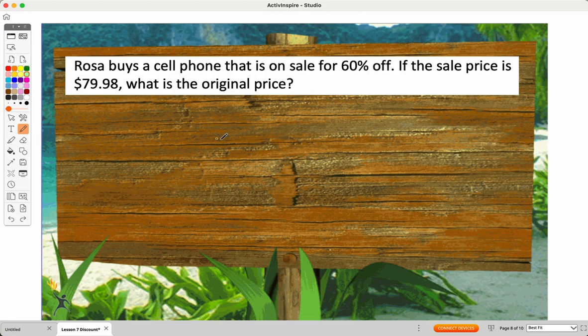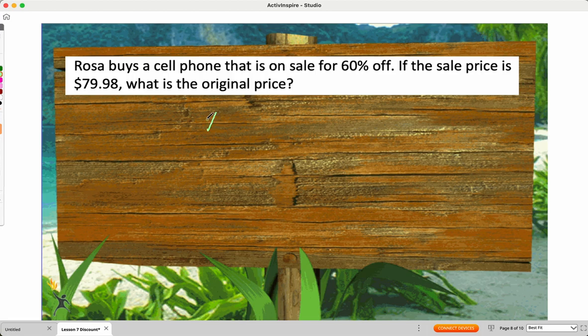All right, so you would have set this up as original, which we don't know, so we'll call it X. We know the sales cost is 60% off, so it means she only paid 40% of the total price. So I'm going to write 0.4 instead of 0.40. And that equals $79.98. So I divide by 0.4, and I find out that the original price was $199.95.